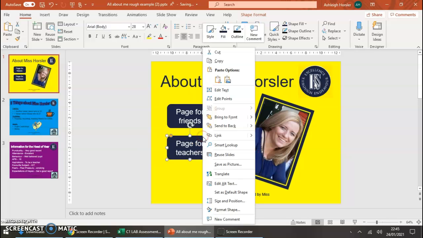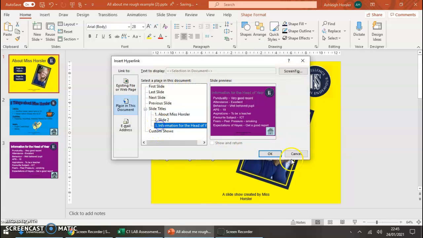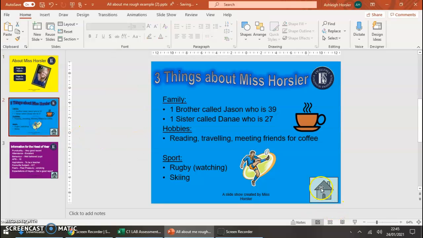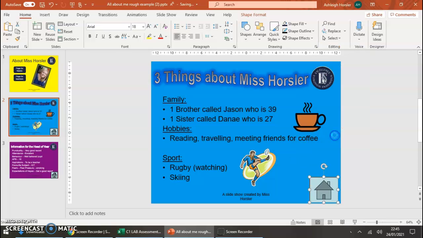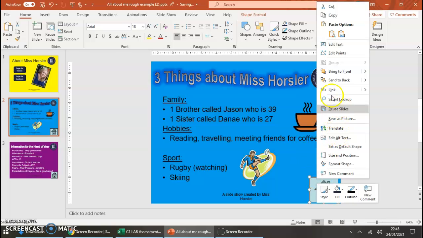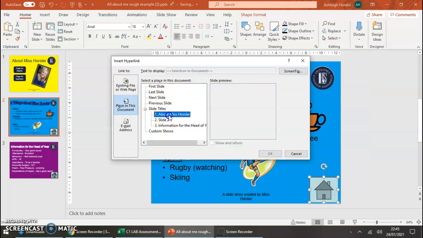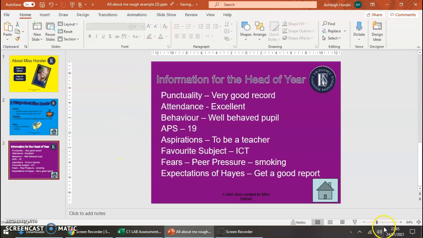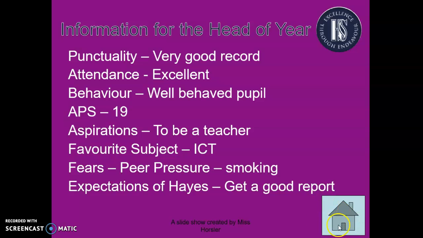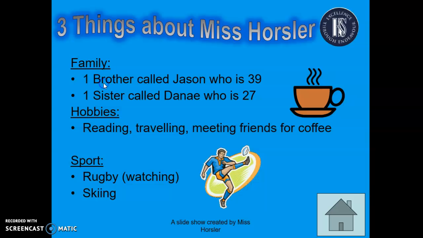Then I'm going to go here and say link to slide 3. I'm going to go to my home button, which I linked earlier, and say link, and it's going to be to the home page, and then do the same for that one there. So if you run this now and I click on that picture of the house, it takes me back to here, and then I can go to the page for teachers, page for friends.